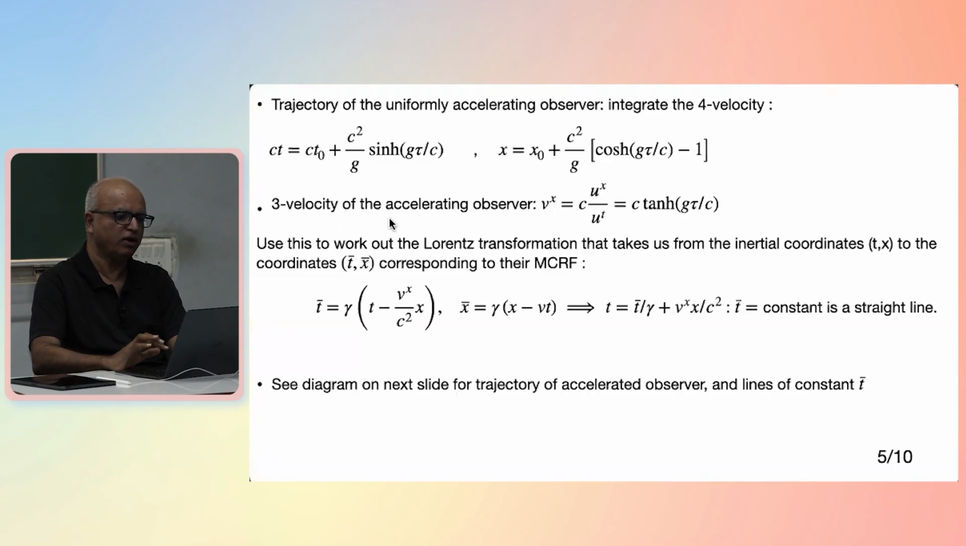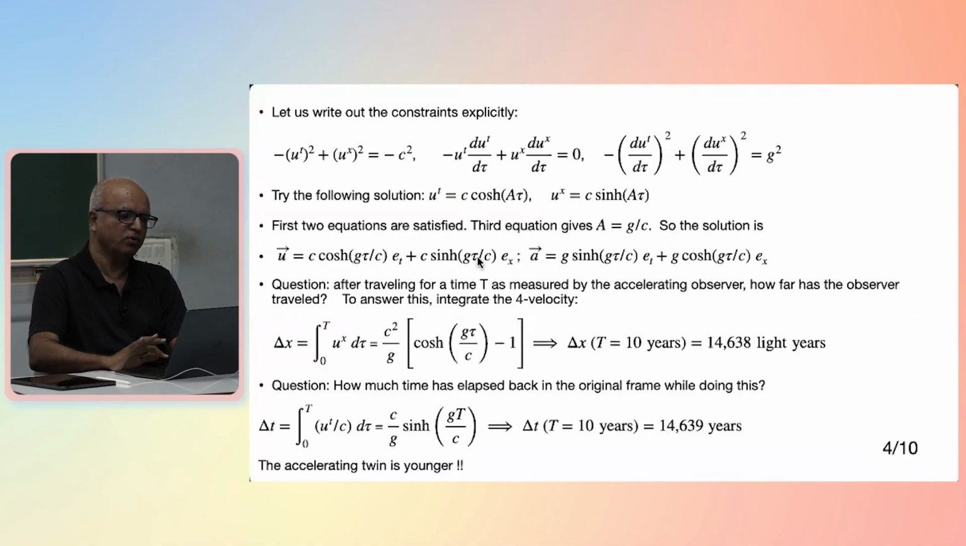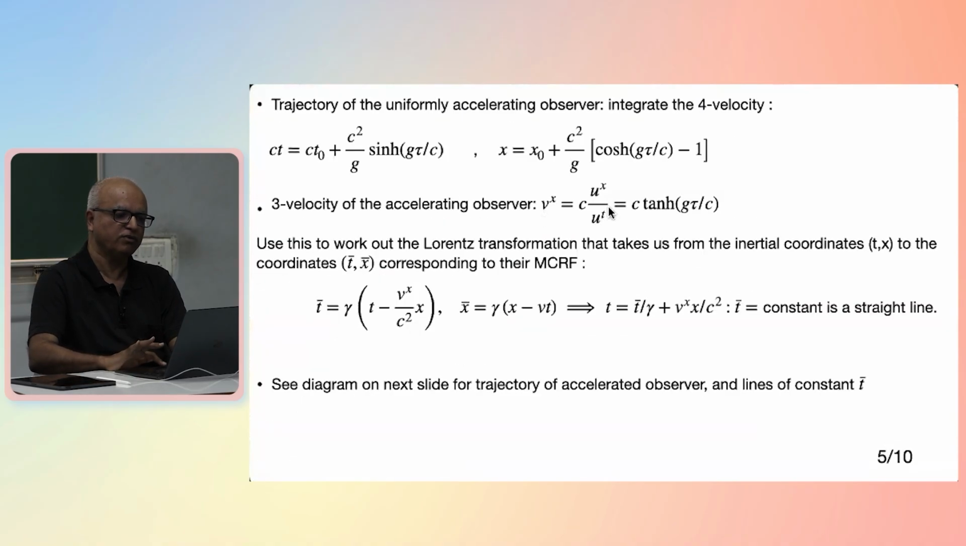What is the 3 velocity of the accelerating observer? 3 velocity is dx by dt. 3 velocity as seen by me, that is dx by dt, which is the same thing as ux by ut. Ux is dx by d tau, ut is dt by d tau, which cancels. So ux by ut is tan hyperbolic, right. My 3 velocity, the 3 velocity of the accelerating observer, is given by this.